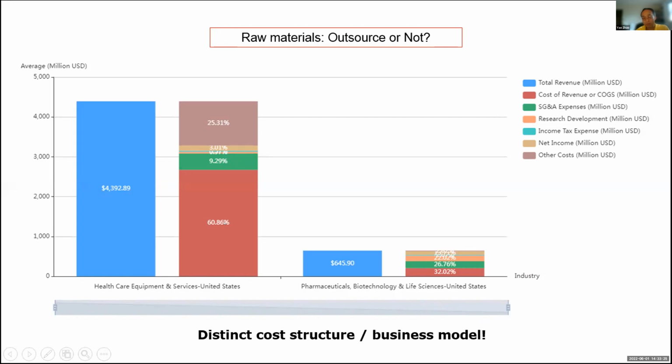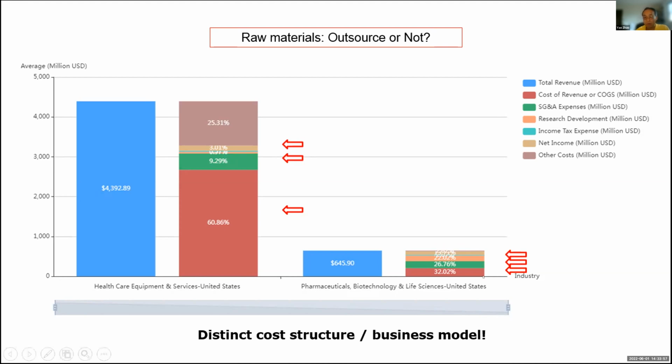The cost structure of this industry group is very similar to a manufacturing or transportation company, with 60% of the revenue spent on cost of goods sold and 9% in sales, general, and administrative, and finally, they only make 3% of net margin. So it makes sense to outsource for lower cost of goods sold in this industry group, because the cost of goods sold is such a high percentage of the total revenue.